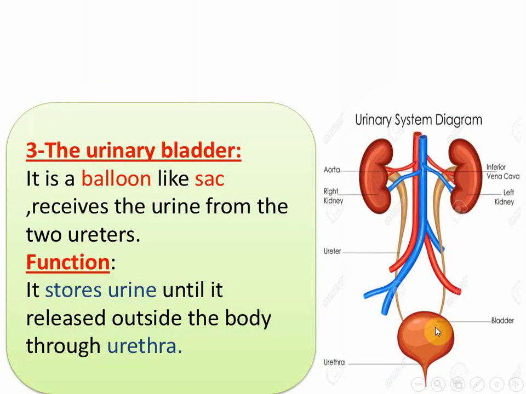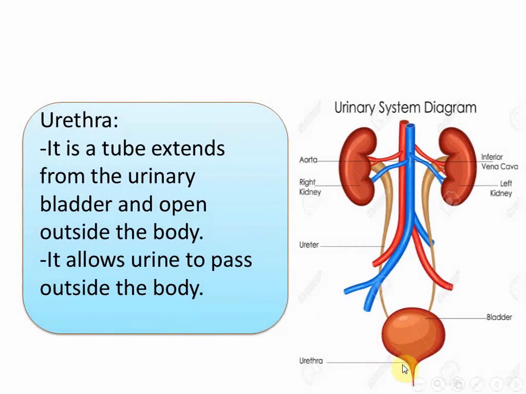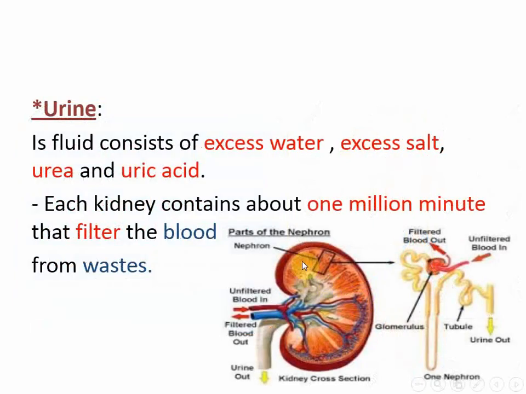The last organ is the urinary bladder. It is a balloon-like sac that receives the urine from the 2 ureters, and its function is to store the urine until it is released outside the body through the urethra. What is the meaning of urethra? It is a tube that extends from the urinary bladder and opens outside the body. It allows urine to pass outside the body.